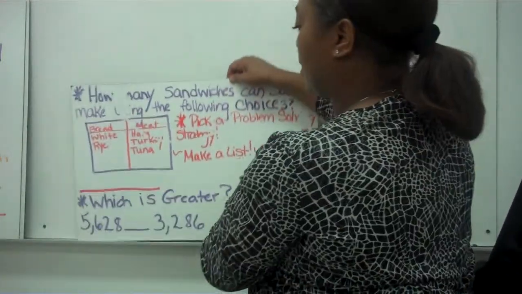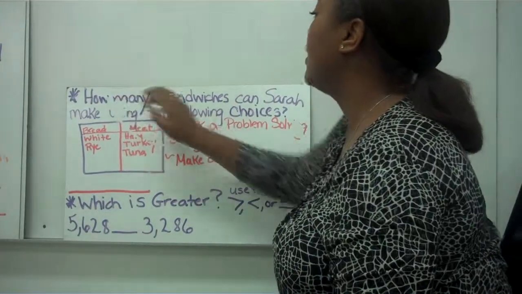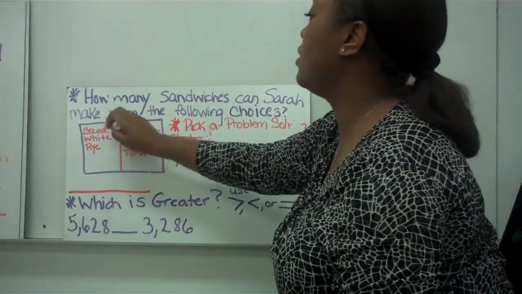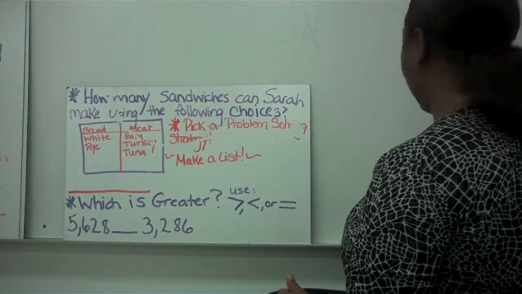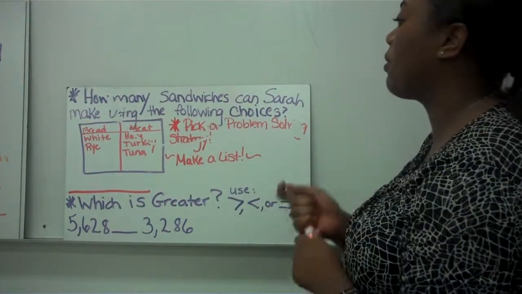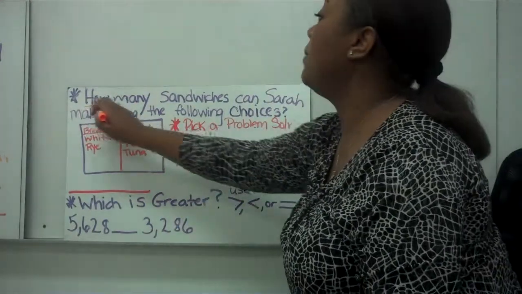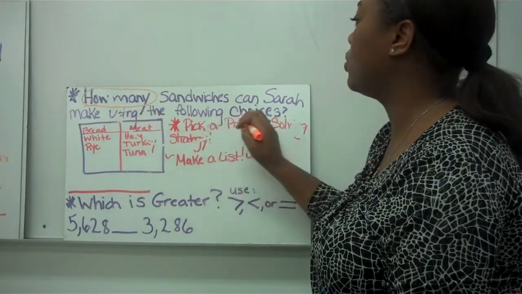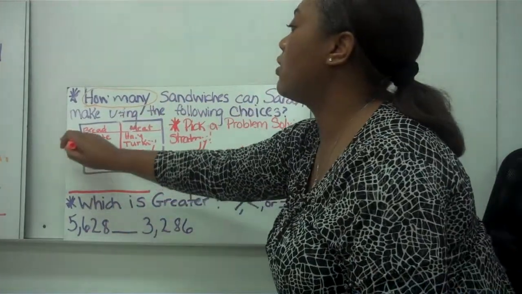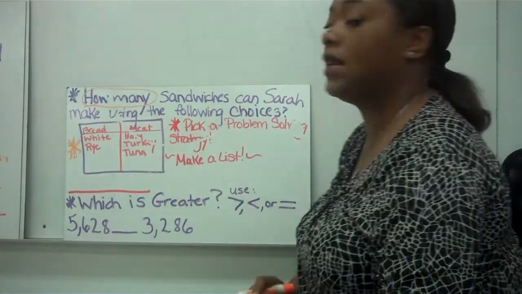Now, combinations. This says how many sandwiches can Sarah make using the following choices. Now this is a word problem. Remember our strategies for word problems. We circle our keywords. How many sandwiches can Sarah make using the following choices? Remember we're going to star our picture so that we look at our picture for information that we need.